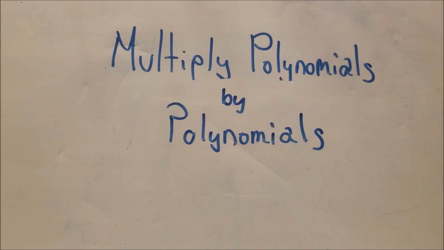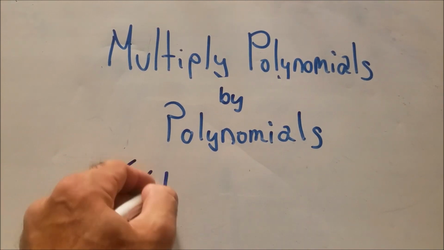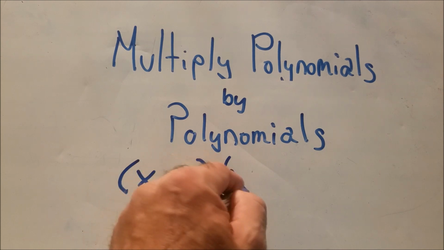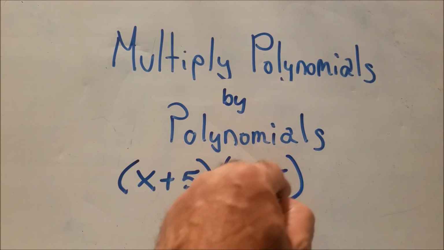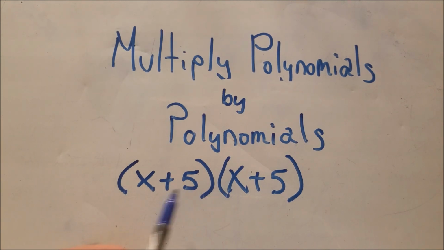Okay, here's our video on multiplying polynomials by polynomials, right? So let's look specifically at a binomial. Here's a binomial. We know binomials have two terms. And let's multiply them by another binomial. We'll start out with that. So again, we have two binomials and we're multiplying. You should know now that when you see two parentheses, that is multiplication.